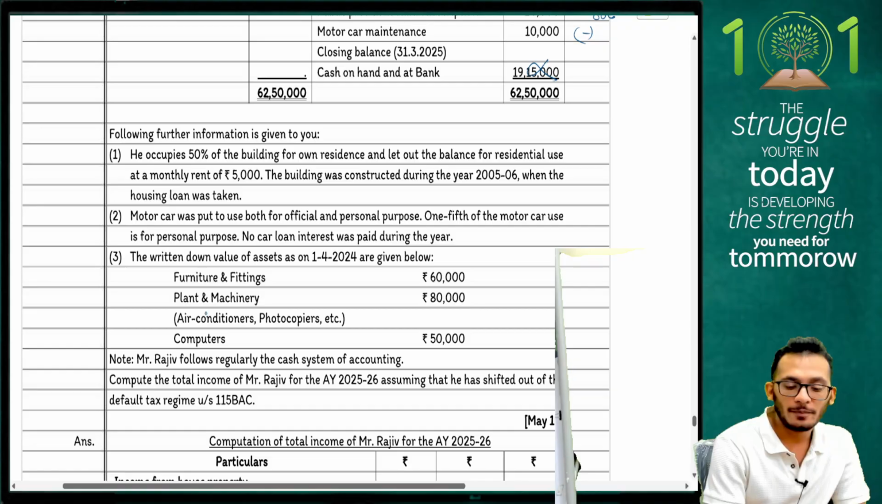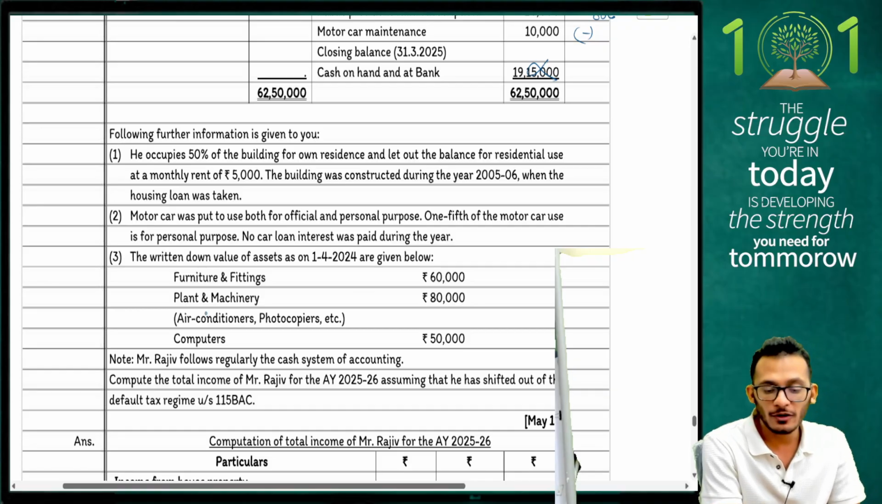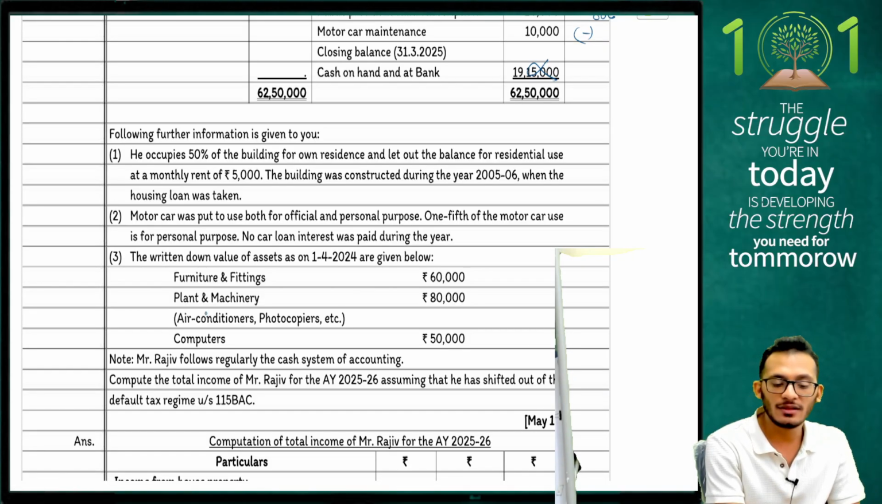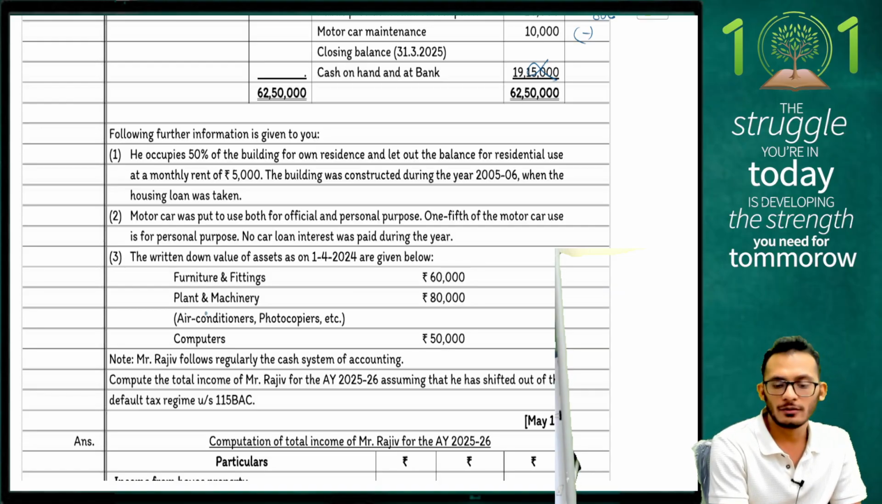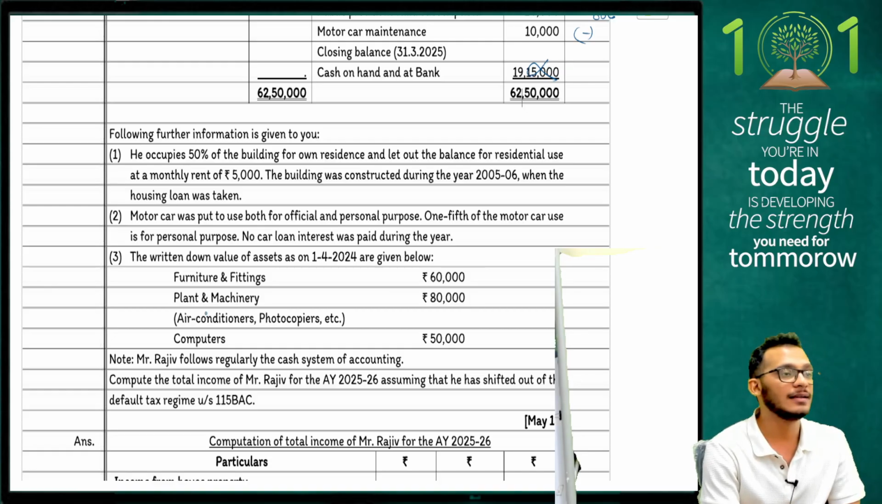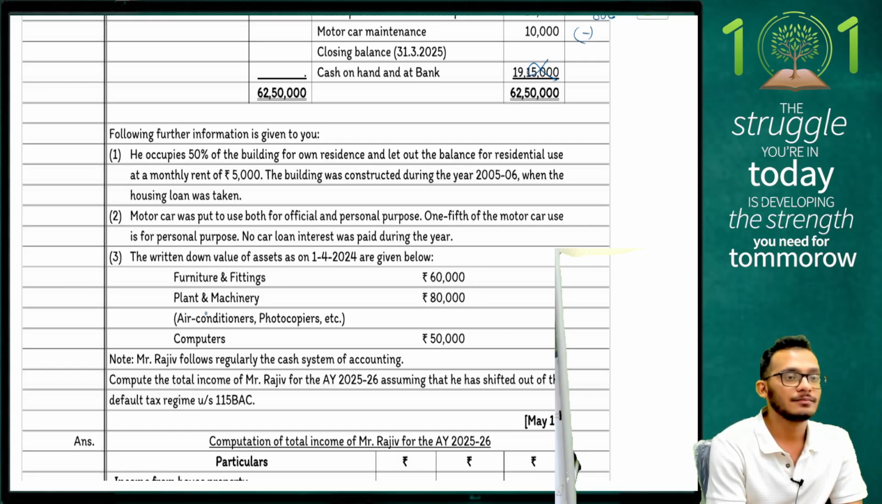The person has occupied 50% of the building for own residence and has let out the balance for residential use at a monthly rent of 5,000 rupees. The building was constructed in 5/6 when the housing loan was taken. People, now this is where the issue is. You are now having a house where part is SOP and part is LOP. What and all gets impacted?